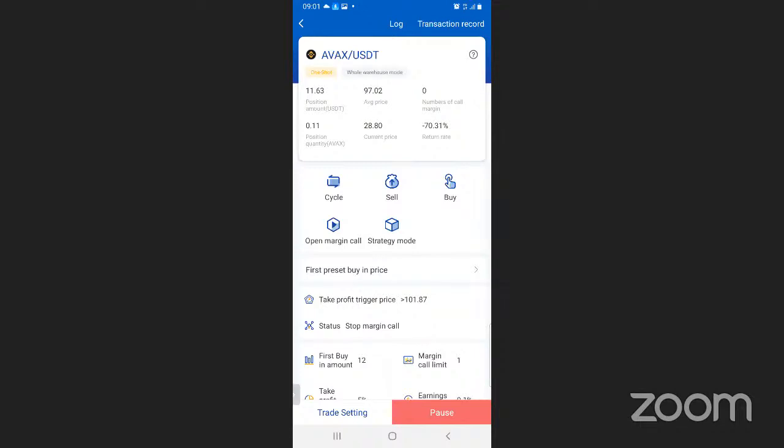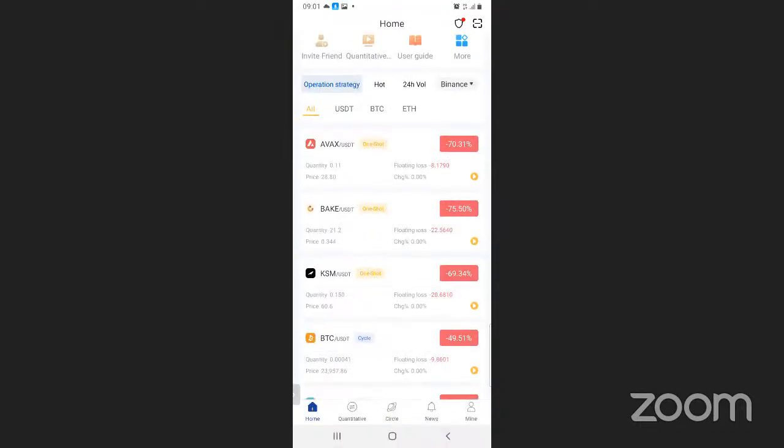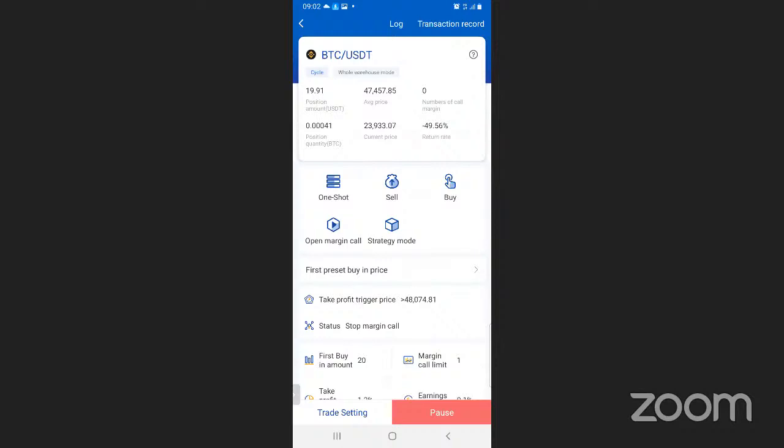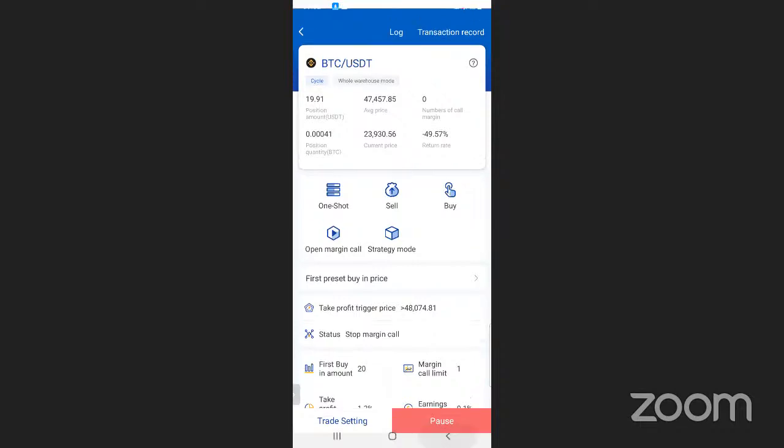Go back and tap on BTC, please. Go back and tap on BTC. Okay, sir. That's 19. That's roughly $20. Go and tap on maybe the next. That's the next. Then we can stop on that.